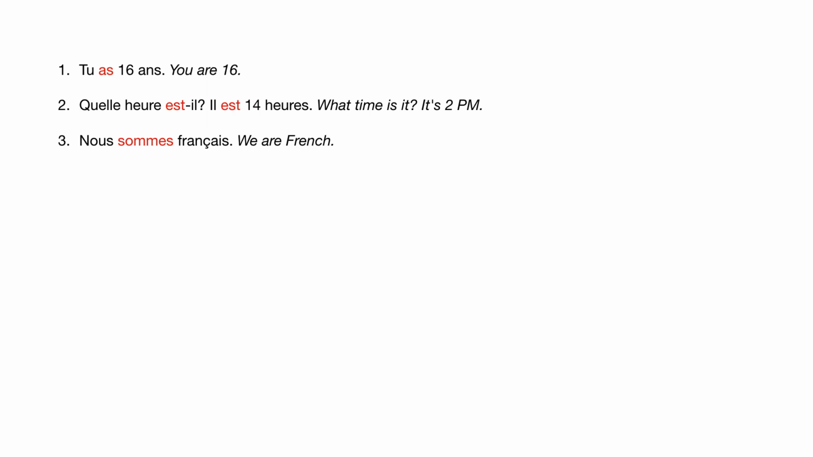Let's now look at some examples with sentences. Tu as 16 ans. You are 16. Quelle heure est-il? Il est 14 heures. What time is it? It's 2 p.m. Nous sommes français. We are French.